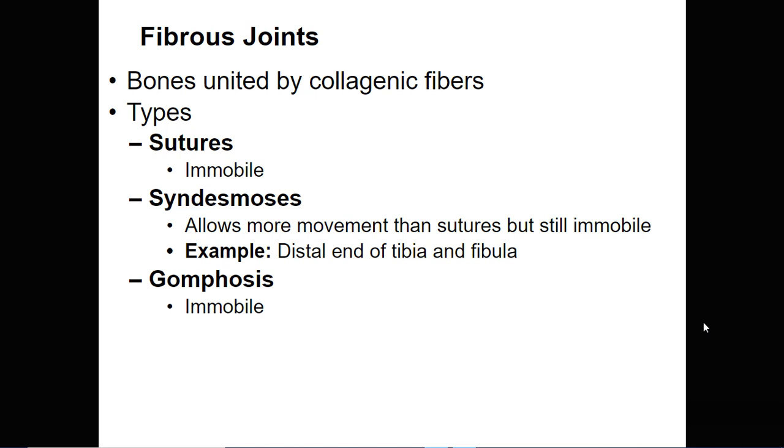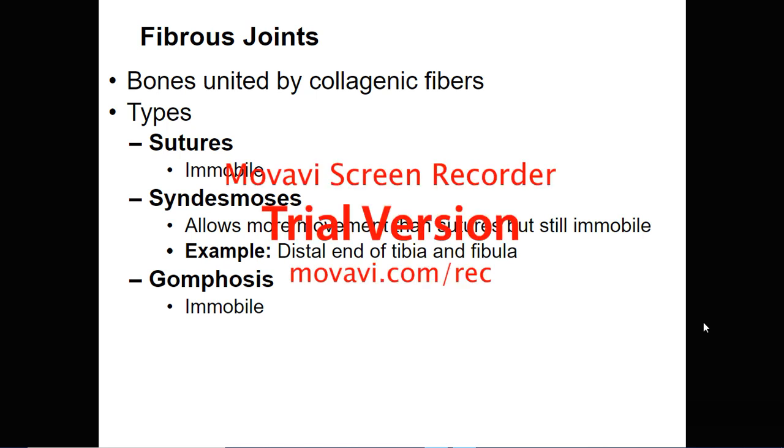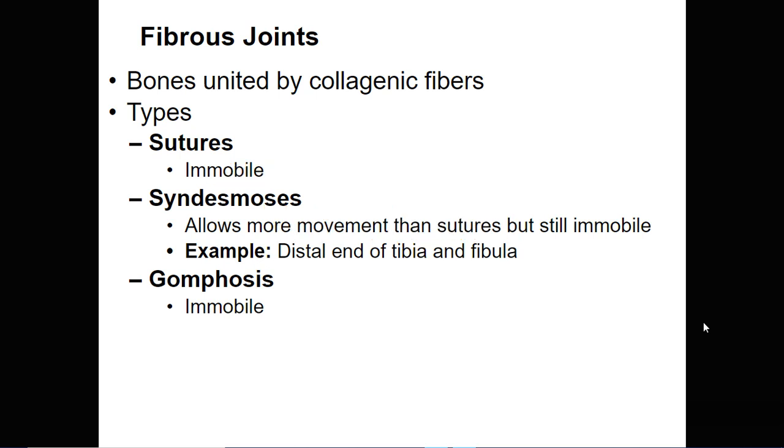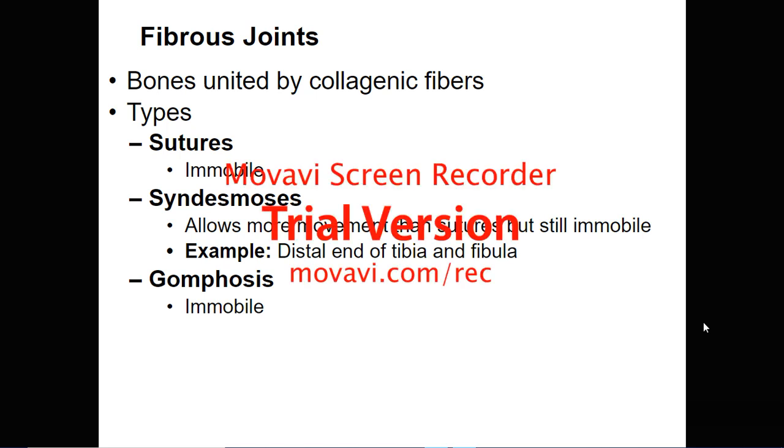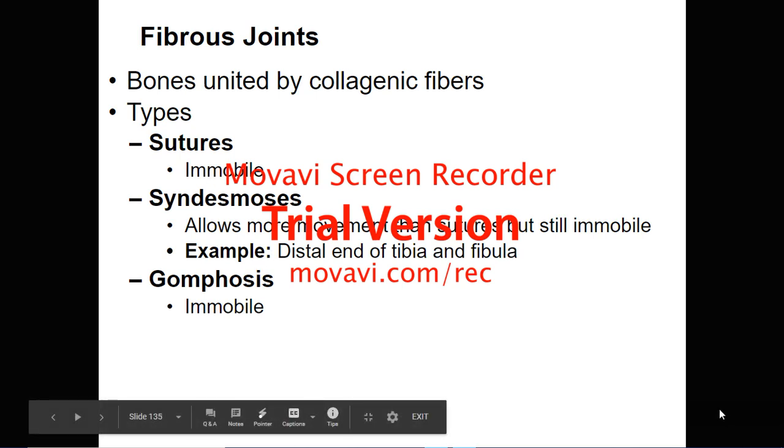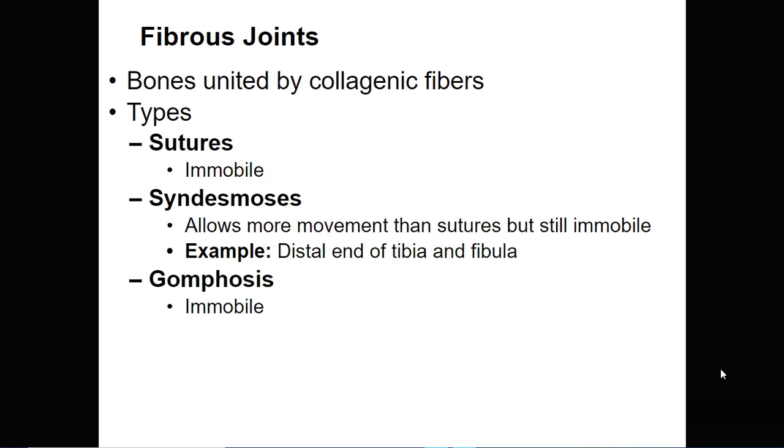Also, when it talks about fibrous joints, remember you have collagen fibers, which are connecting the bones to each other. And the shorter the collagen fibers, the less movement. The longer the collagen fibers, the more movement. So sutures have very short collagen fibers. Syndesmoses. These are going to be fibrous joints that are connected by ligaments. And essentially, a ligament is a fibrous connective tissue that connects bones to other bones.